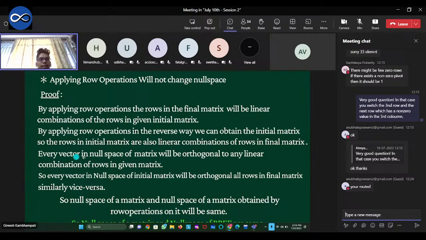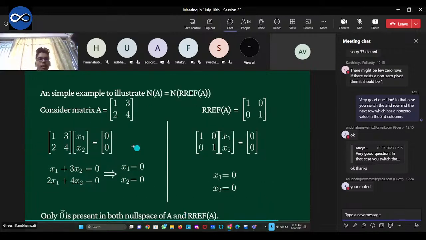This way, every vector in the null space will be orthogonal to any linear combination of rows in the given matrix, which we have already discussed. So every vector in the null space of the initial matrix will be orthogonal to all rows in the final matrix also, because these final rows are linear combinations of the initial rows, and the vector is perpendicular to any linear combination of the rows in the given matrix. So the null space of a matrix will not change by applying row operations. We have a simple example here to illustrate.